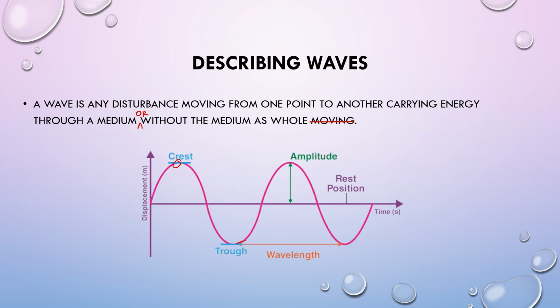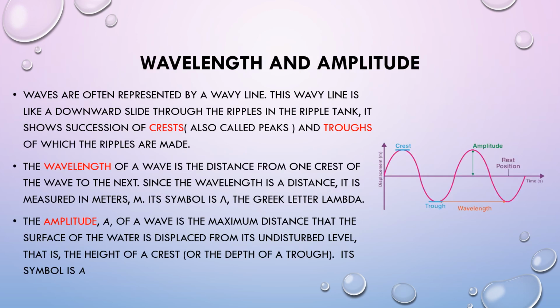The top part is called the crest, or peak. This part is called the trough. The amplitude is the maximum displacement from the baseline or from the surface of the ripple tank, as we'll be looking at. Wavelength is the distance from one trough to another trough or from one crest to another crest. Wavelengths and amplitude.